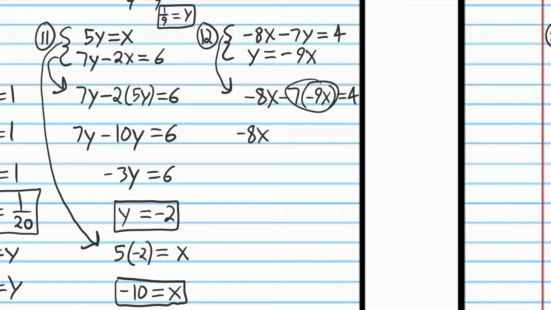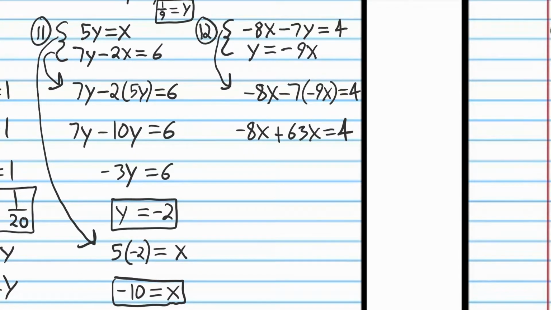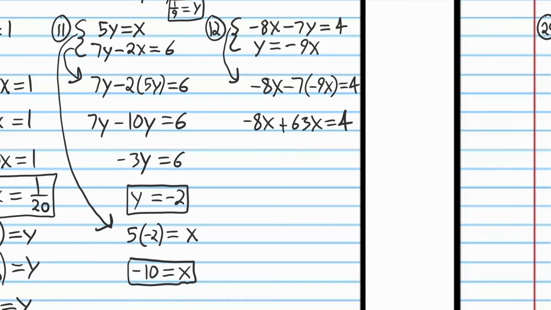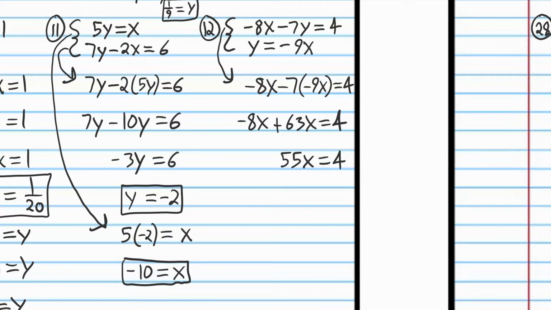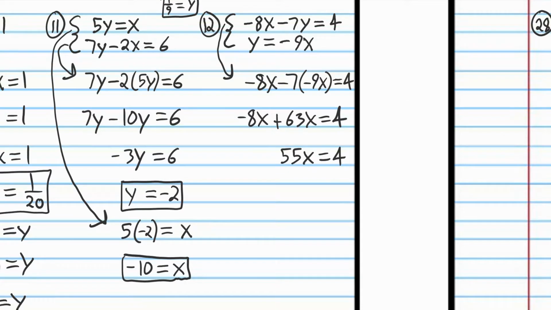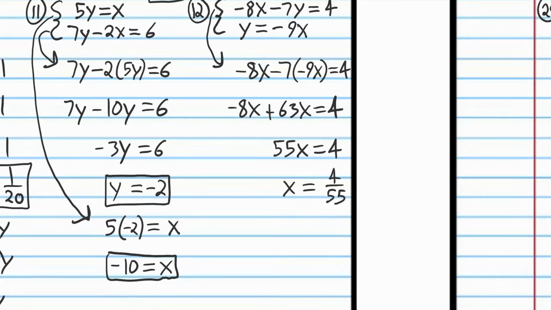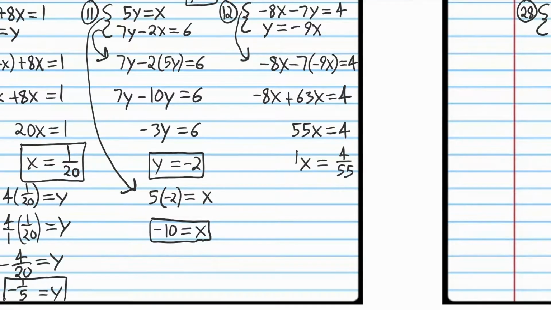Negative 7 times negative 9x is positive 63x. And we're going to add negative 8x and 63x, and we're going to get what looks to be 55x. And then we're going to divide both sides by 55, and we get 4 over 55. And that cannot be reduced. So that's x. So if you got that answer for x, good job.